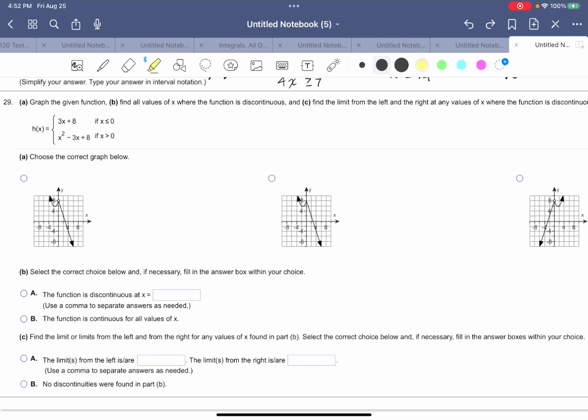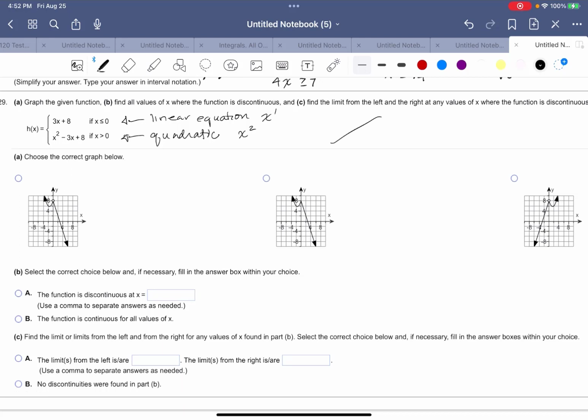So this is a line, a linear equation, and I know that because x is to the first power. And this is a parabola or a quadratic equation, and I know that because x is to the second power. So a line with a positive slope is going to go up, and a quadratic with a positive leading coefficient is going to be a U-shape up. So it's going to be some combination of a U-shape and a straight line.